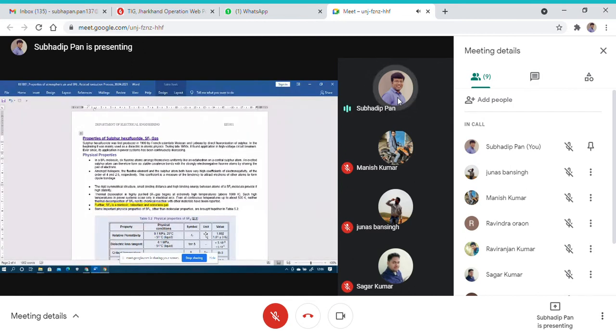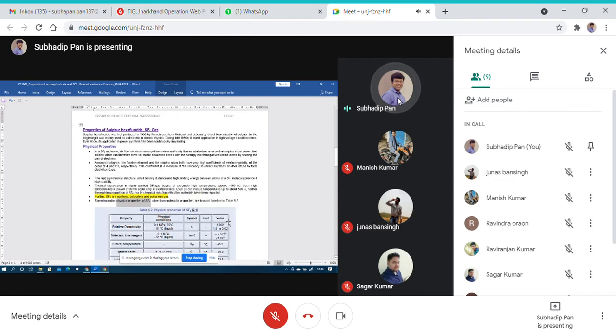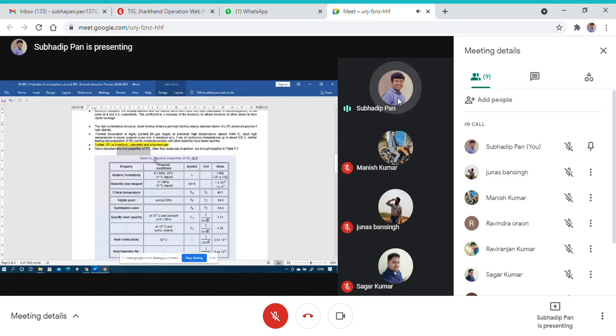Also we were told that SF6 is a non-toxic, colorless gas, and it doesn't have any odor. Some important physical properties of SF6 gas, like molecular structure and molecular properties, are shown in this particular table.